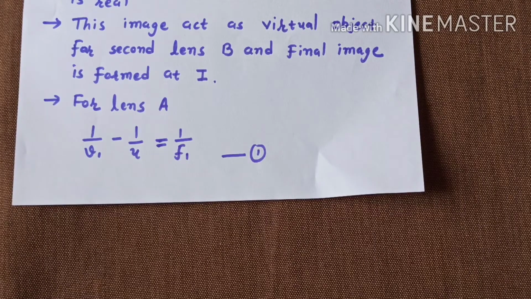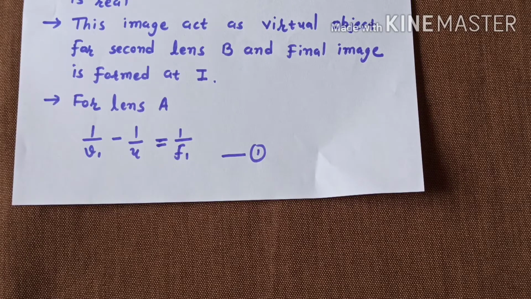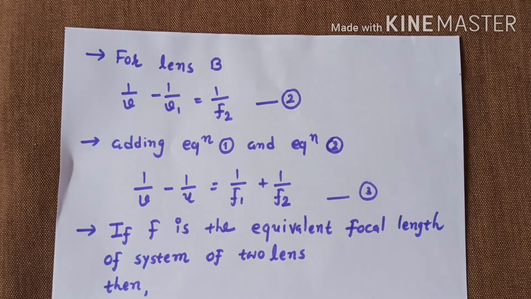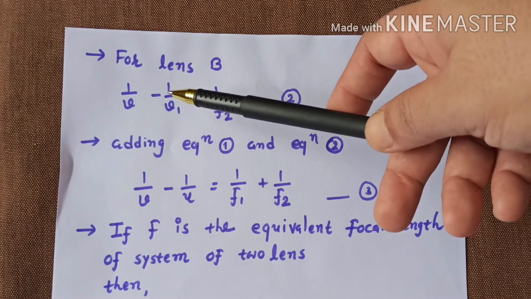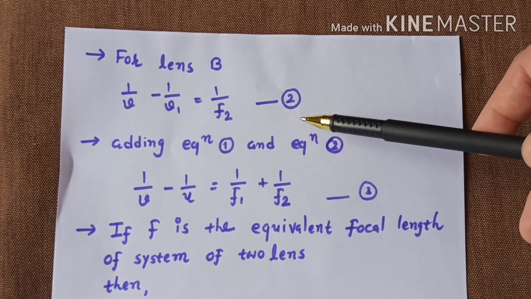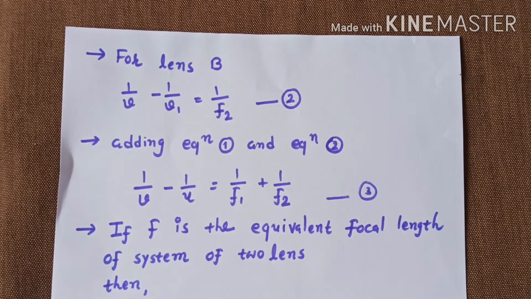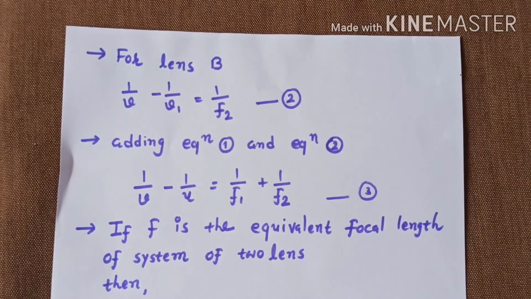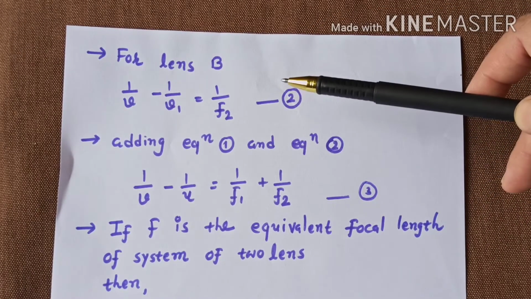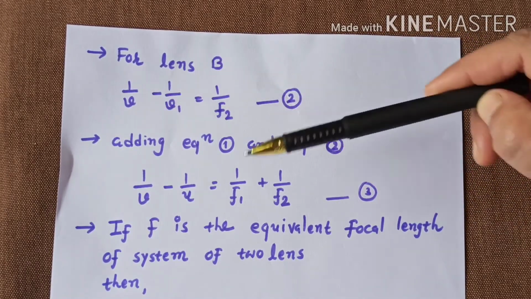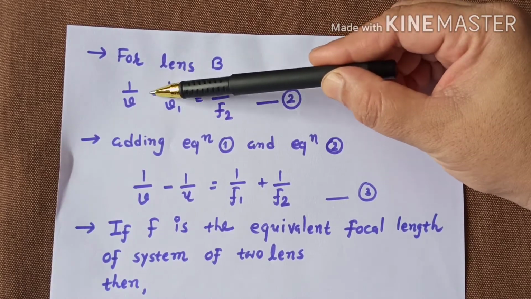Here we have an intermediate image. Now this intermediate image is a real image because of A, that would act as a virtual object for lens B. So here your object is at what distance for B? It is at V1 distance, and the image due to B is formed at I. The final image is formed at I, which is at distance V from the point P. So what would be the formula for lens B? Here the object distance is V1, and image distance is V.